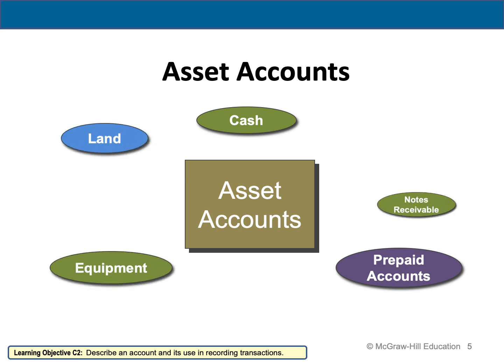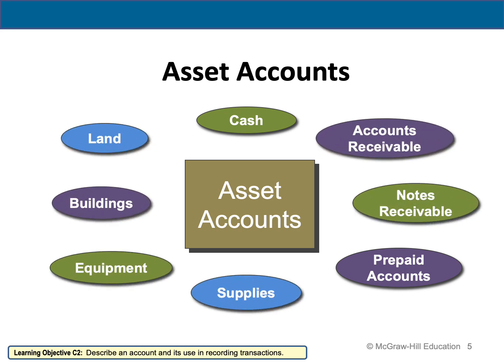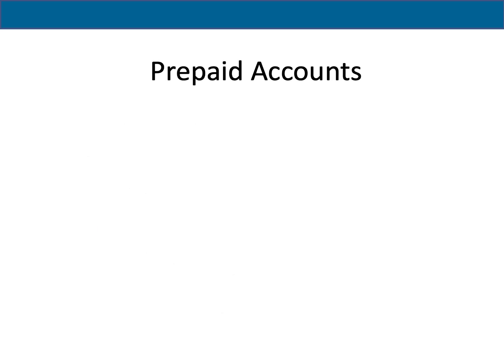As you know, in Chapter 1, we already defined asset, and we said that assets are all of the resources owned or controlled by the company. Examples of assets are cash, land, buildings, equipment, supplies, accounts receivable. The new addition in this chapter is prepaid accounts. Prepaid accounts are assets. Let us explain more what prepaid accounts means.